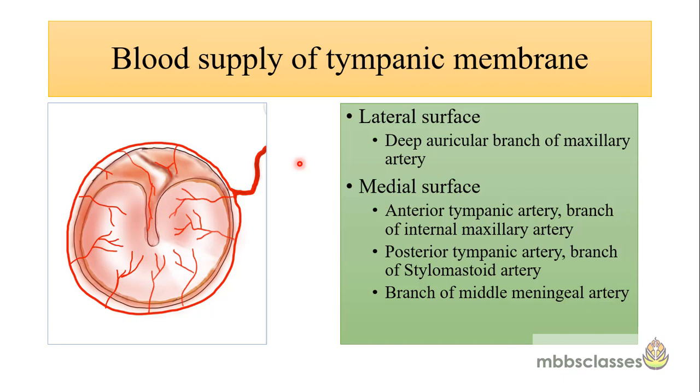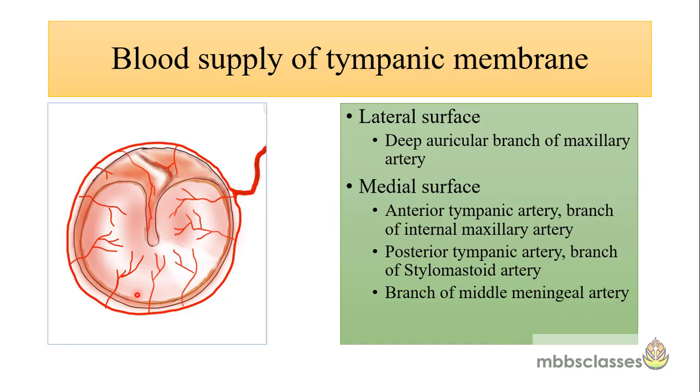Now coming to the blood supply of the tympanic membrane. The lateral surface of the tympanic membrane is supplied by the deep auricular branch of maxillary artery. The medial surface is supplied by multiple branches like the anterior tympanic artery, which is a branch of internal maxillary artery. The second artery which supplies the medial surface is the posterior tympanic artery, which is a branch of stylomastoid artery, and the branches of middle meningeal artery.